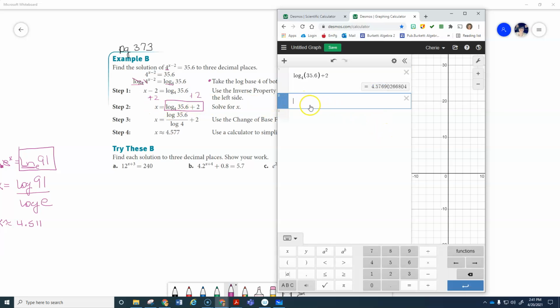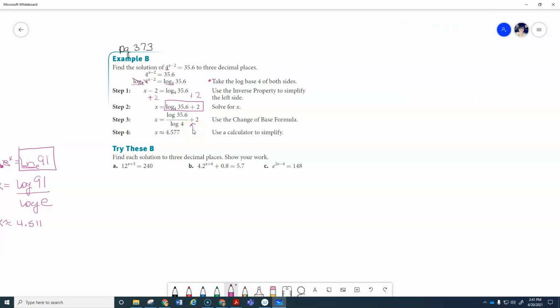Now, you can still do change of base. Just be sure you add the 2 to the end as they're doing in step number 3 right here. So you can still do change of base if you need to because you don't have access to the Desmos graphing calculator, and you'll get the same answer. So I'm going to go ahead and do this one with you, and then we'll pause the video and let you do these two, and then I'll let you check your answers.